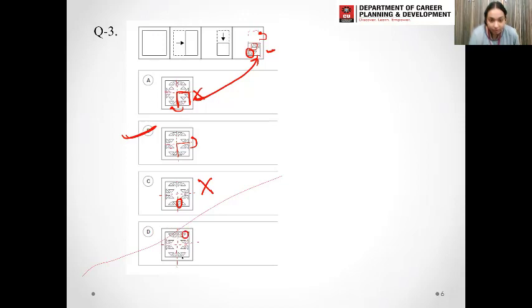See, this one is not the water image. So this one is wrong. So the only option is option number B. Let's move to the next question.